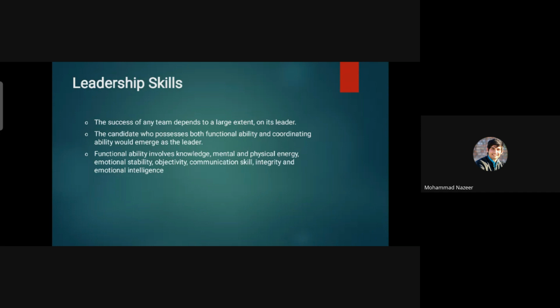Apart from that, they look at how you display your leadership qualities, how you present yourself as a leader. Then how you coordinate with others and how you bring in your knowledge, energy, objectivity, integrity, and your emotional intelligence.